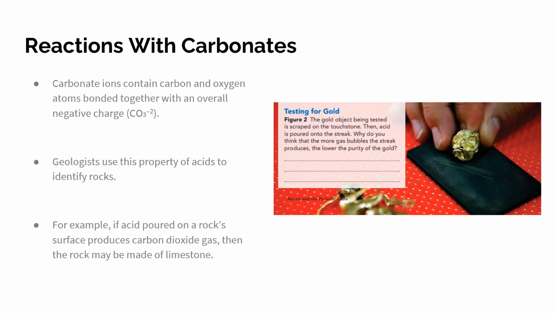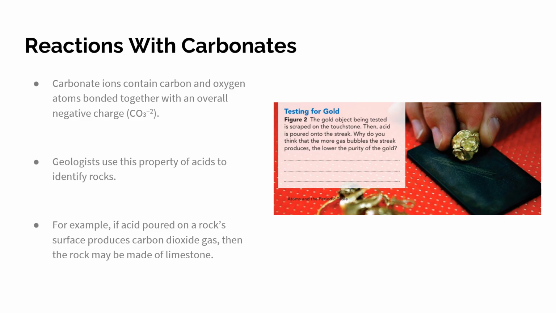Reactions with carbonates. Carbonate ions contain carbon and oxygen atoms bonded together with an overall negative charge, so CO3 2-. Geologists use this property of acids to identify rocks. For example, if acid poured on a rock surface produces carbon dioxide gas, then the rock may be made of limestone.